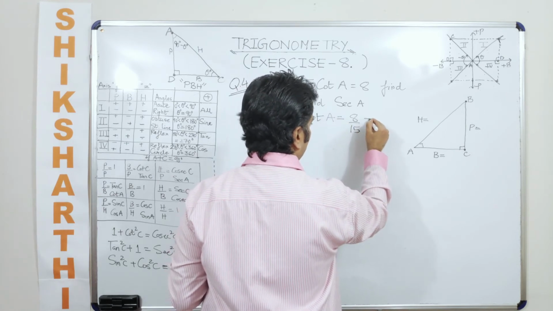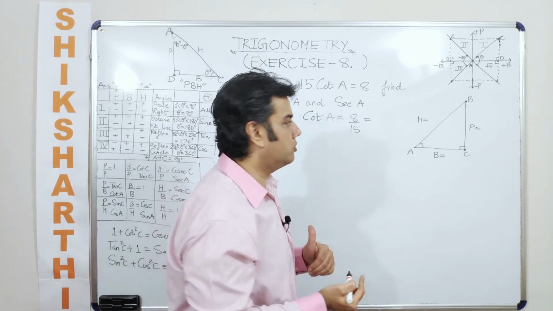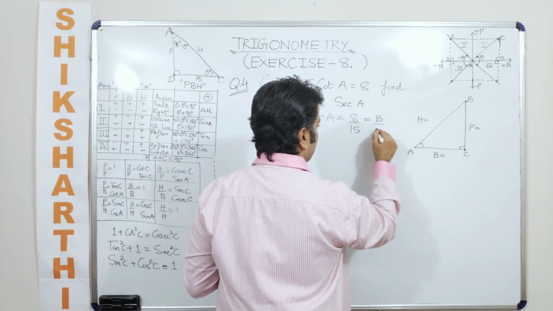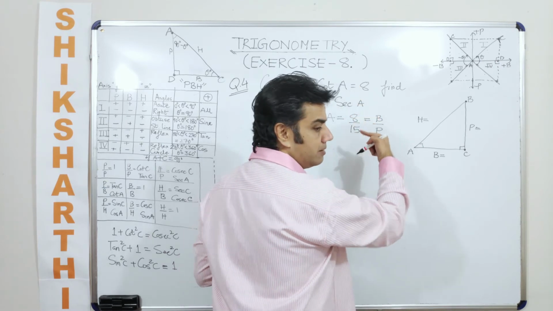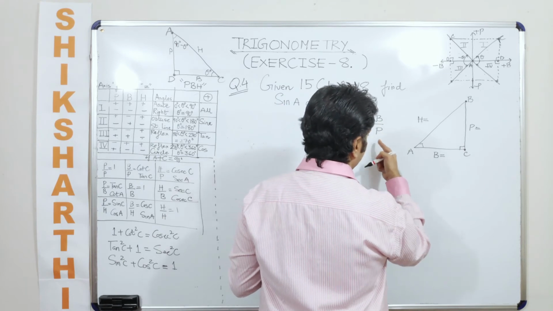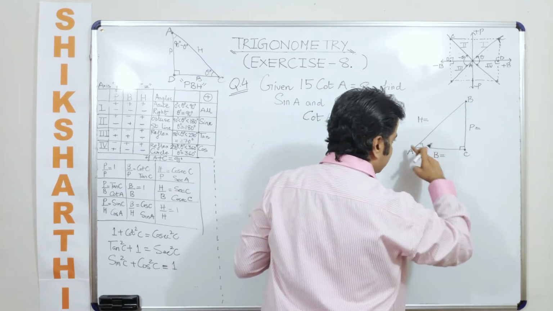Now we know what is cot. Cot is the reciprocal of tan. Tan is perpendicular upon base. So cot becomes base upon perpendicular. And this has been expressed in terms of a ratio. So we can just assume, we would just put these values inside this triangle.